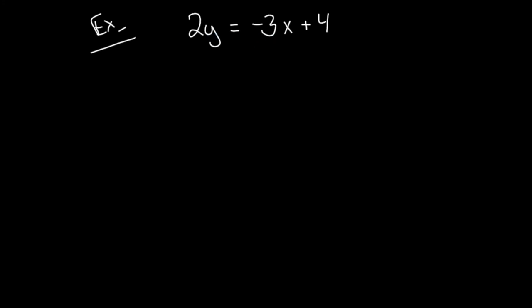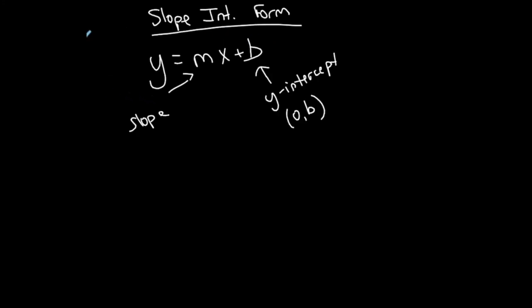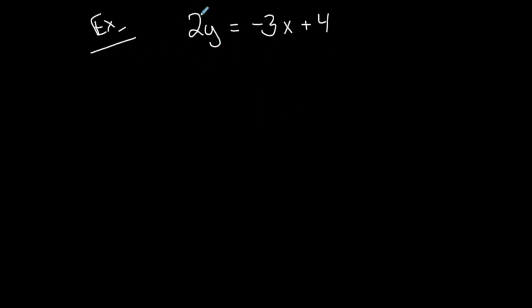But if I want to graph it using slope-intercept form, then obviously I have to put it in slope-intercept form. Y has to be isolated on the left. In this case, y is not completely isolated. I have to get rid of the 2 as its coefficient, so everything is going to get divided by 2. Divide this by 2, I get y. Divide this by 2, I get negative 3 over 2 x. Divide this by positive 2, I get 2.